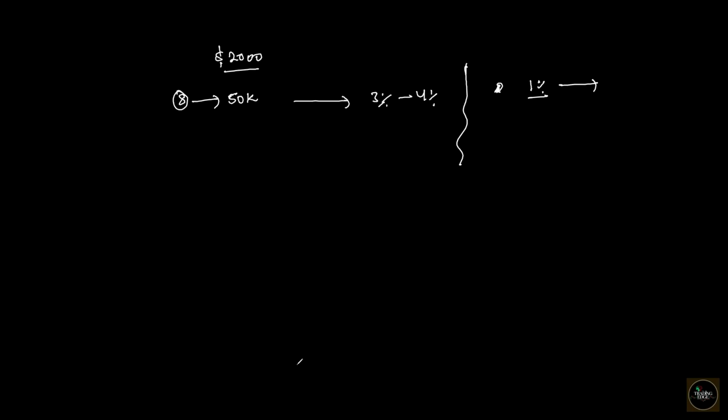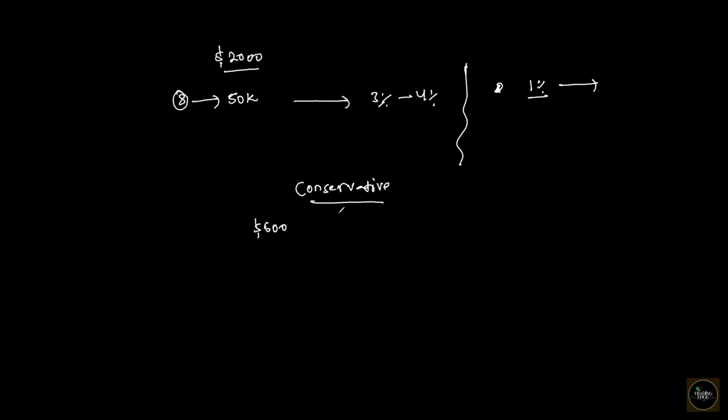So this is the aggressive method. Now let us discuss the conservative method. So for the conservative method, let us say you have very little money. This method is for those people who have very minimum capital. Let us say you have just only $500.